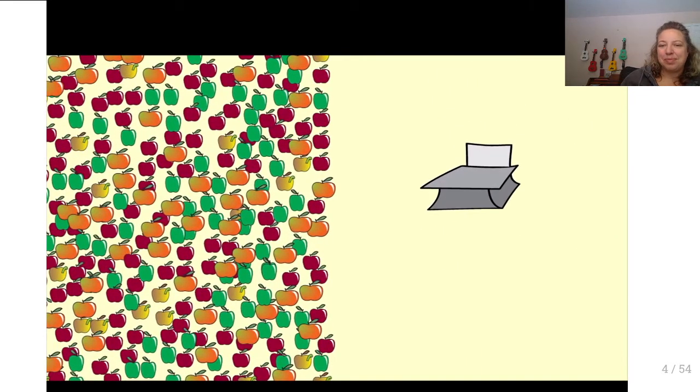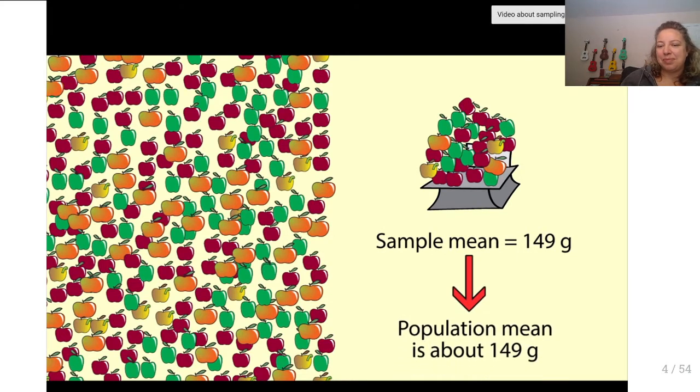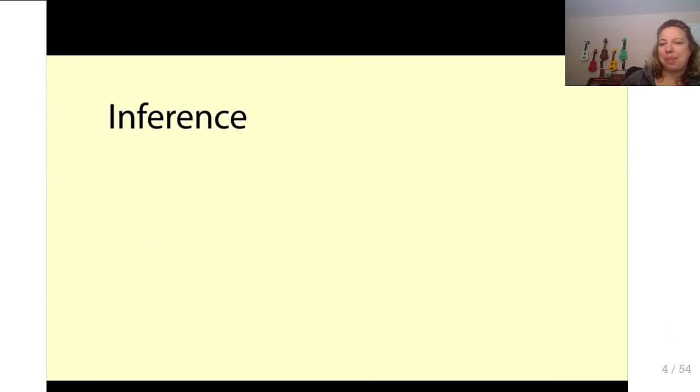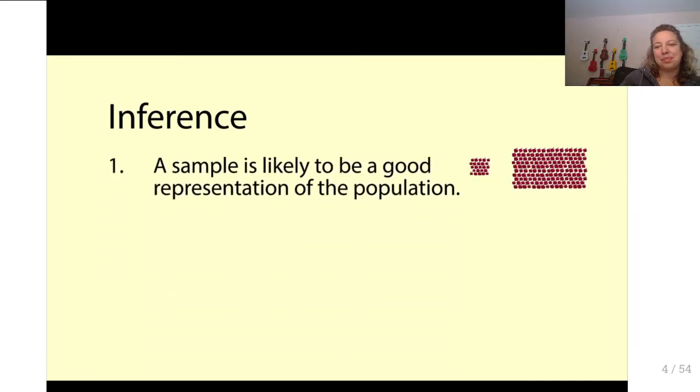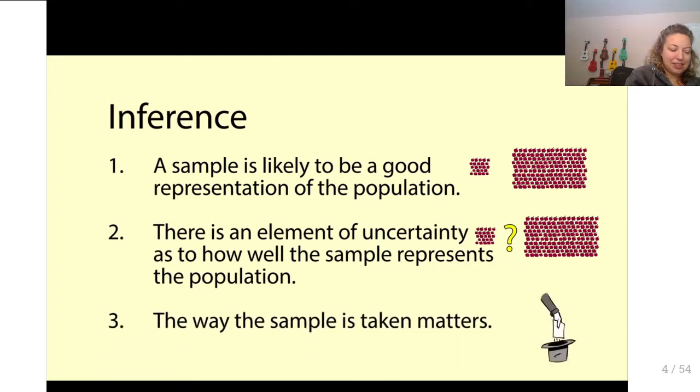For example, we want to know about the weights of the apples in the orchard, so we take a sample of apples and weigh them, and use that information to draw conclusions about the weights of apples in the whole orchard. There are three main ideas underlying inference. A sample is likely to be a good representation of the population. That's key. There is an element of uncertainty as to how well the sample represents the population. And the way the sample is taken matters. A big time.